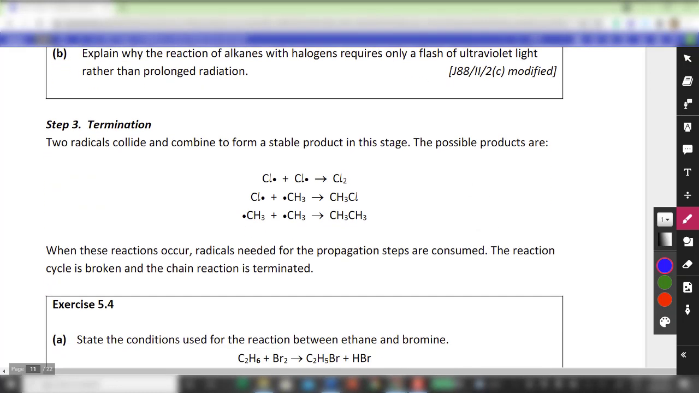Okay, then the final step is actually 2 radicals colliding. Any random radicals. So we have chlorine radical and chlorine radical giving us chlorine gas, chlorine radical and methyl radical giving us chloromethane, and then 2 methyl radicals to give us ethane. So that will be the last step, and once the neutral molecules are generated, the reaction will stop because there isn't any more radicals to begin with. If there's no radical, there will be no reactions.